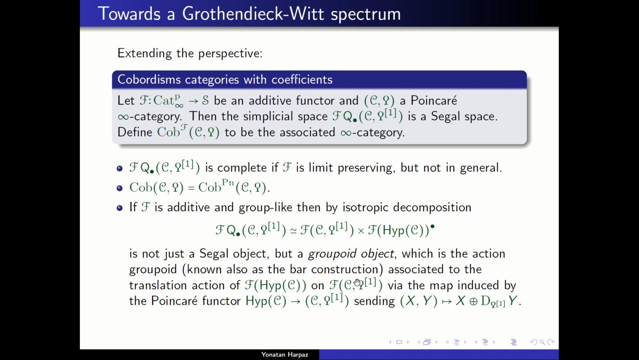So both these things are infinity groups. There is a map between these guys, which is induced by a natural Poincaré functor from hyp C to C copa shifted. This Poincaré functor induces a map of infinity groups from this infinity group to this infinity group. Along this map, this infinity group can act by translation on the underlying space of this infinity group. And this simplicial object is nothing but the action groupoid of this action. And in the additive group-like case, this groupoid object is going to be complete if and only if f vanishes on the hyperbolic category. So usually not.